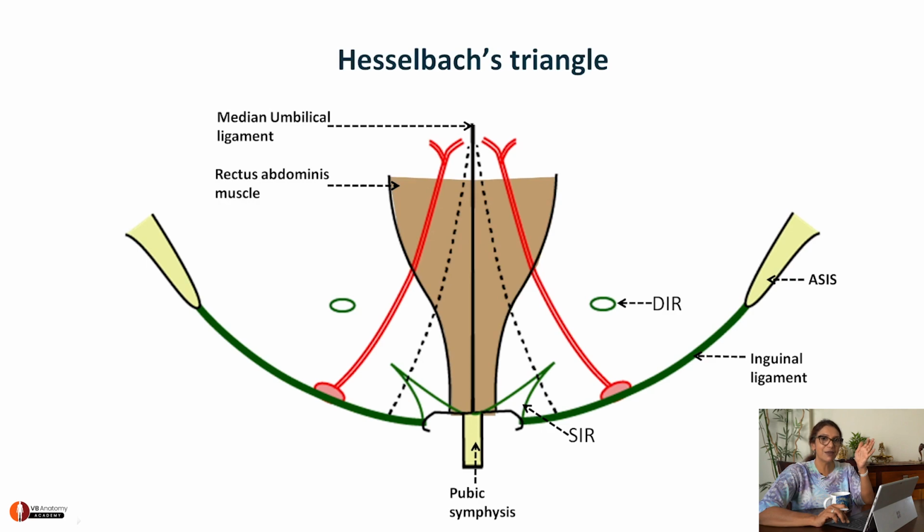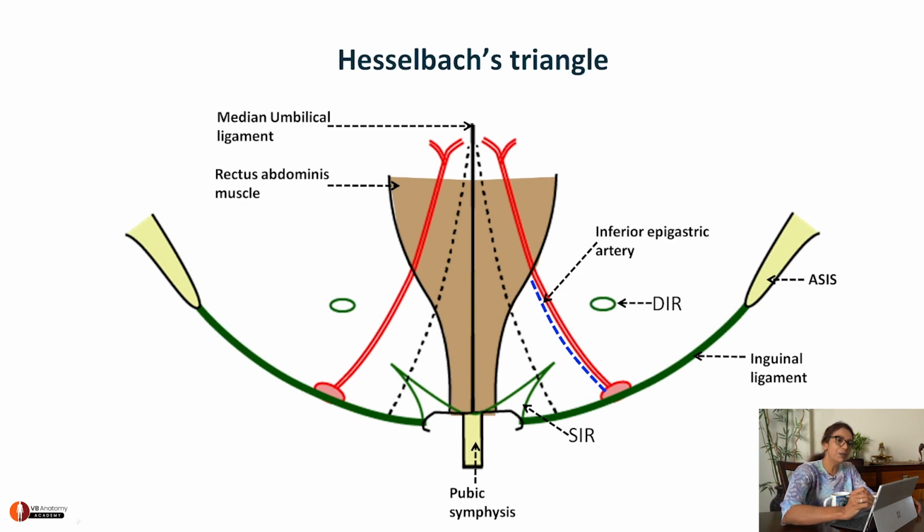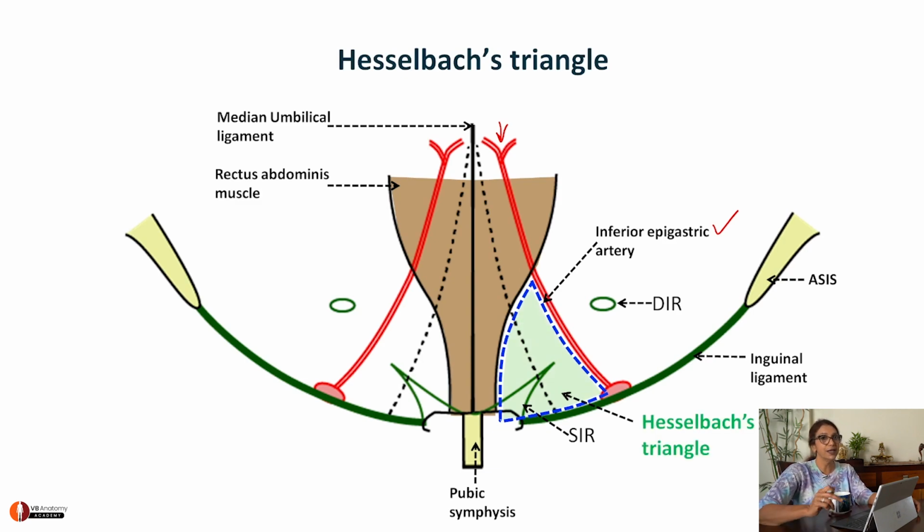Now are you able to understand where we are going? This is the rectus abdominis muscle. Now you can see that there is a triangle formed, laterally bound by the inferior epigastric artery, medially bound by the lateral border of rectus abdominis muscle, and inferiorly bound by the inguinal ligament. This triangle is called the Hesselbach's triangle. Please revise with me: laterally inferior epigastric artery, medially lateral border of rectus abdominis muscle, and inferiorly inguinal ligament. This triangle is called the Hesselbach's triangle.